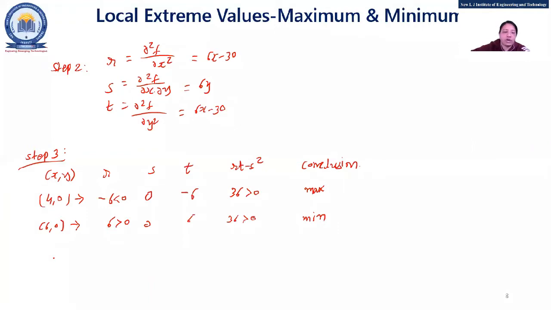So again for the other 2 points, that is what? 5 1 and 5 minus 1. Fine. You can calculate yourself. That will be easy, right? 5 1 and 5 minus 1. Just put the values into this r, s, t and make a conclusion, what is supposed to be there, either maximum or minimum. Okay. Any doubt in this?